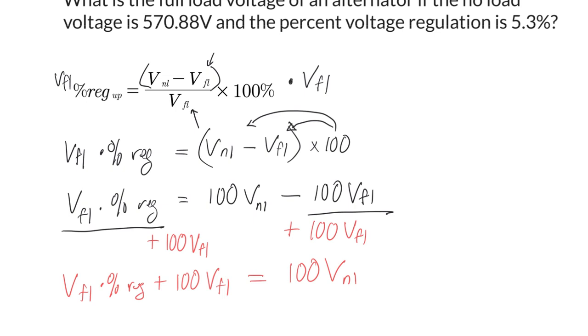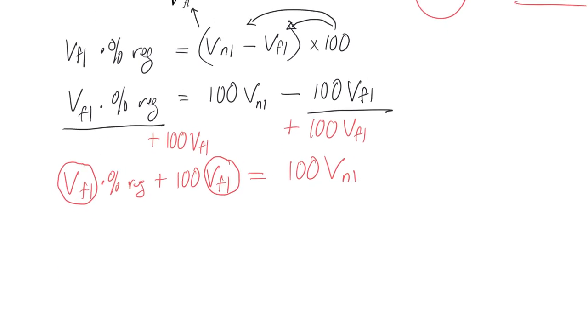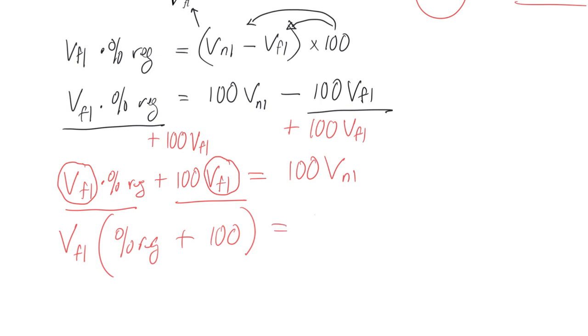I think so. So now notice that I have this VFL, what I'm looking for, and it's there too. And there's two of them, but there can be only one. I need to have just one VFL equal to something. So the trick that you can use, it's not really a trick, it's a mathematical principle, is that you factor out, since there's a VFL common to this term and this term, you factor that out. So I'll have a VFL factored out times the percent reg plus 100 is equal to 100 VNL. Now notice that I just have one VFL.